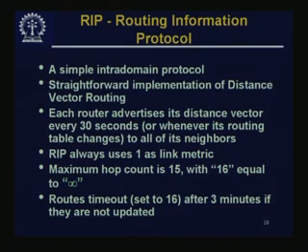So, now that we have seen distance vector routing, we will look at the actual protocol, which is called RIP, or Routing Information Protocol. This is a simple intra-domain protocol, that means it is in the same autonomous system. It is a straightforward implementation of distance vector routing, that is, the distributed Bellman-Ford algorithm. Each router advertises its distance vector every 30 seconds, or whenever its routing table changes, to all its neighbors.